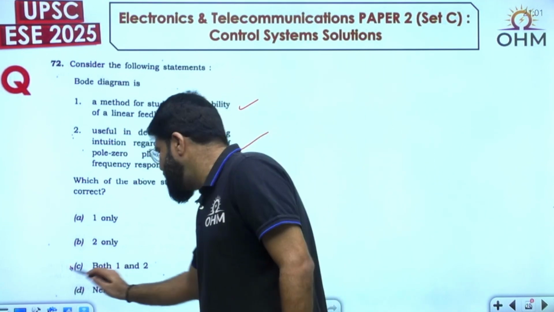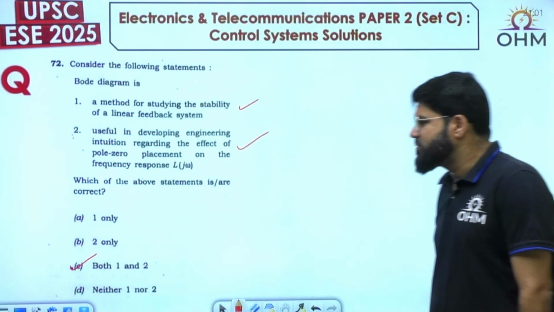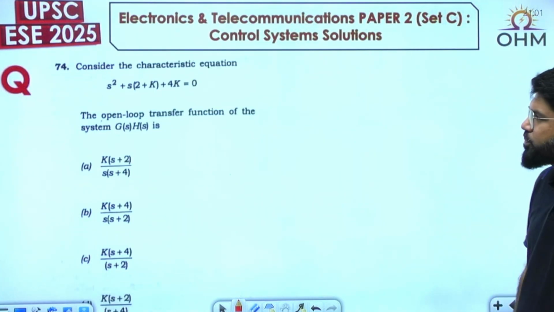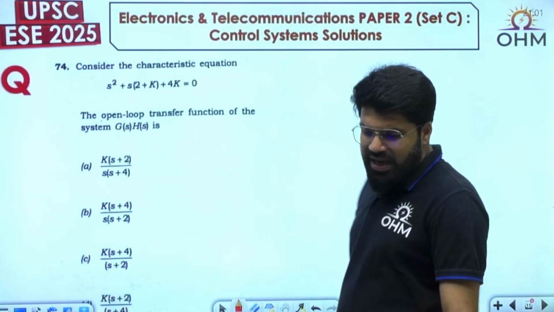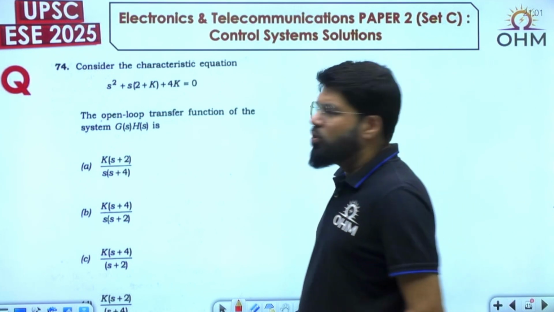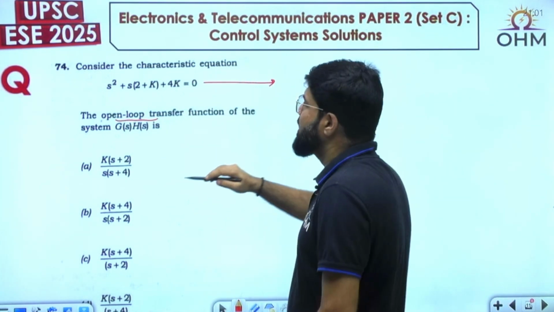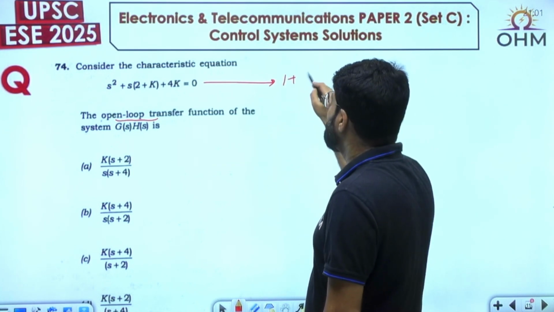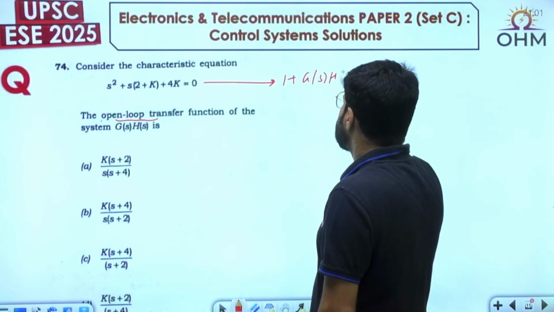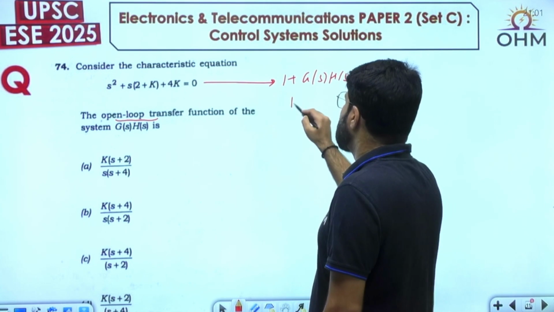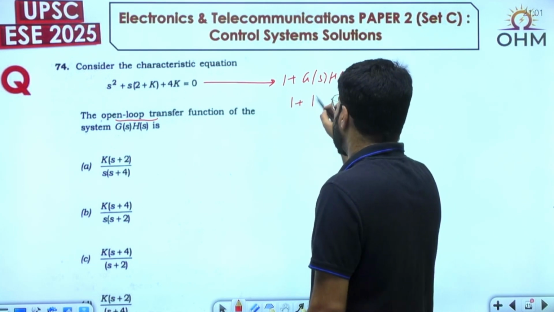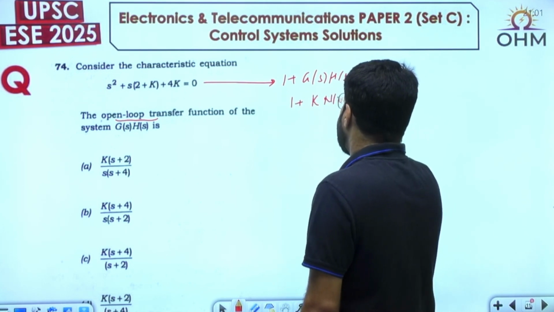So here both 1 and 2 are correct. Which of the above statements is or are correct? Both 1 and 2. So there is a characteristic equation given. What is the loop transfer function? How do you generally arrange the characteristic equation? 1 plus G(s)H(s) equal to 0, with G(s)H(s) having that gain factor K, or we can write it like this.